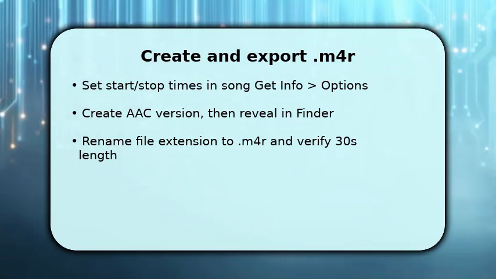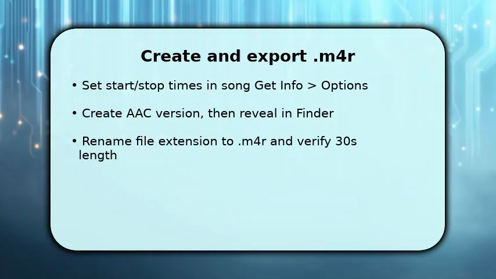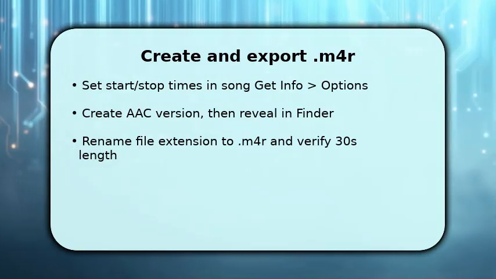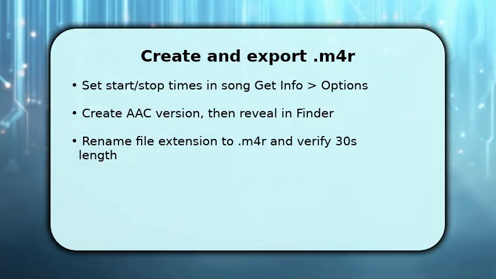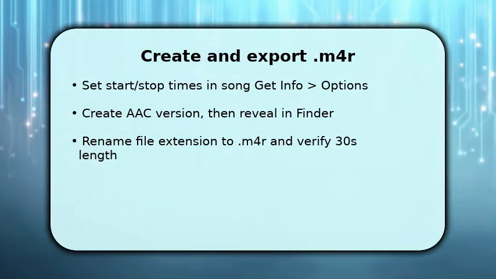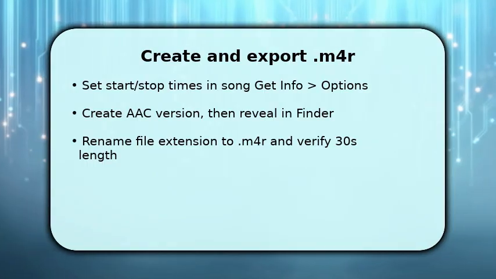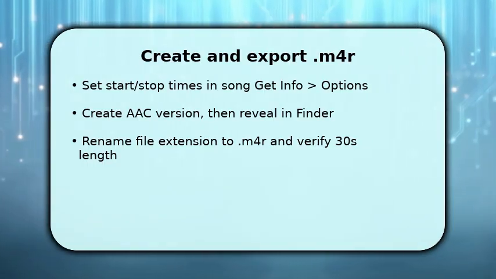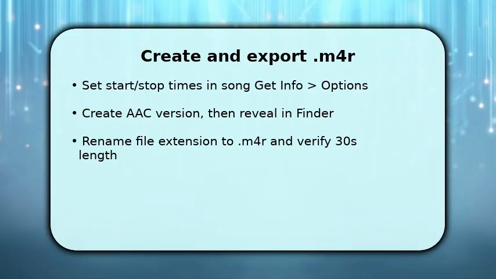Right-click and choose Show in Finder to locate it. Change the file extension from M4A to M4R. This marks it as a ringtone. If Finder asks, confirm the extension change. After renaming, remove the trimmed AAC copy from your library if you want to avoid duplicates, but keep the M4R.